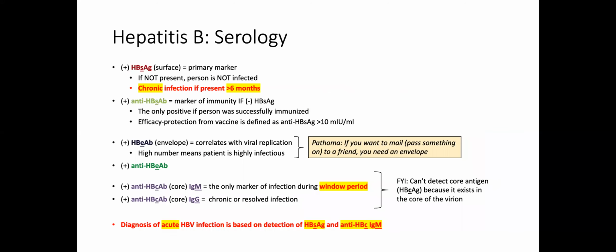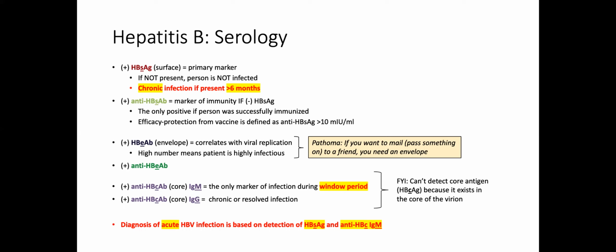Okay, next we've got serology, and this is a thing that really gets tested, and you'll see it on your test and on boards as well. The first thing that's going to pop positive is the antigen, before we're able to develop antibodies against this infection. If a surface antigen pops positive, then that means the patient has hepatitis B. If it's not present, then they've not been infected. Chronic infections will show up positive if they've had it for greater than 6 months.